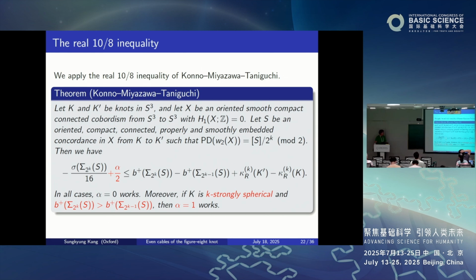Okay, and so having defined this invariant, we need some obstruction. We need some inequality. That comes from something called the 10/8 inequality, which is, again, a real analog of what happens in the Pin(2)-equivariant setting.